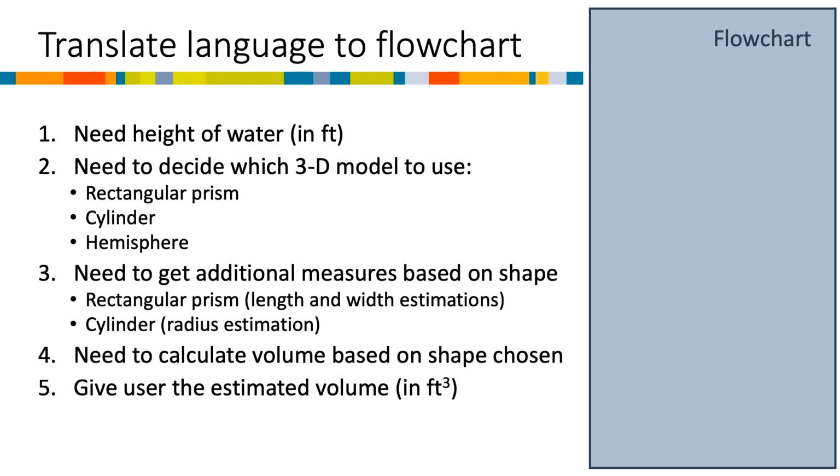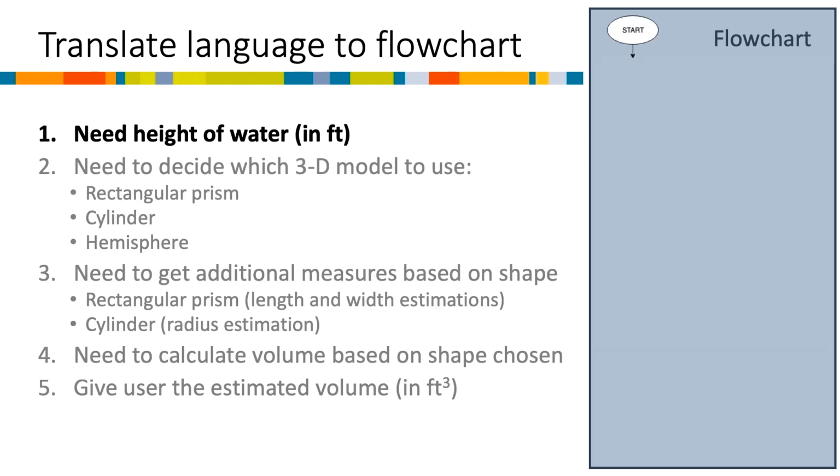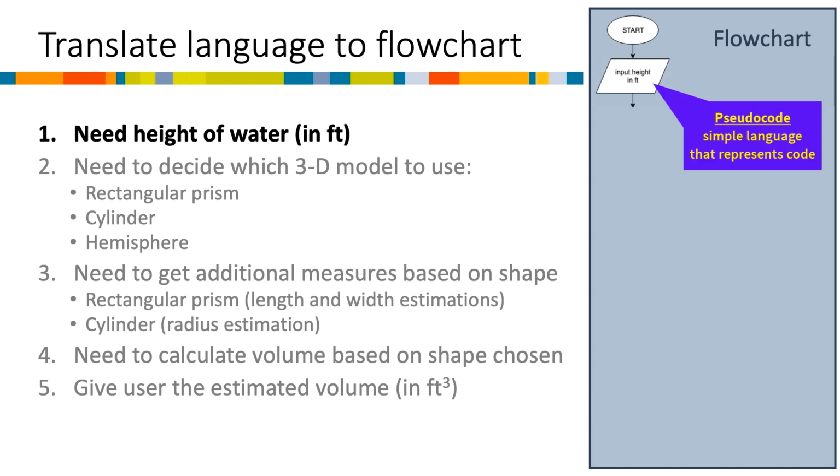To translate this language to a flowchart, let's consider how each step will need to happen and in what sequence. First, we will begin our flowchart with the terminal start. Then we will need to input height of the water. That is shown with a parallelogram and the corresponding pseudocode. Pseudocode is language that represents the actual code, but written for humans. This means that there are not MATLAB-specific functions or syntax included. So inside the parallelogram, we see input height in feet.